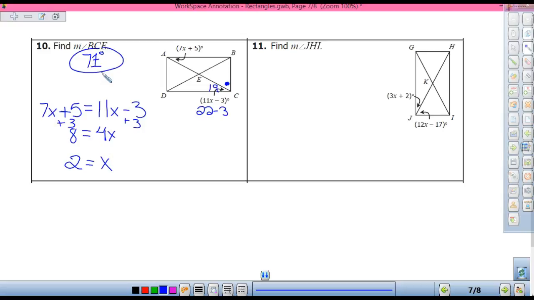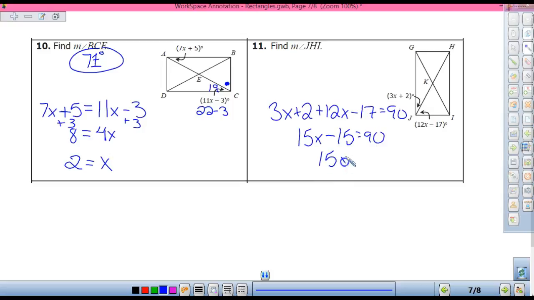What are these? What happens with these two angles? They add up to 90, so 3x plus 2 equals 90, so how many x's? 15x minus 90, 15x equals 90, x is 6, so let's look at what we're trying to find.